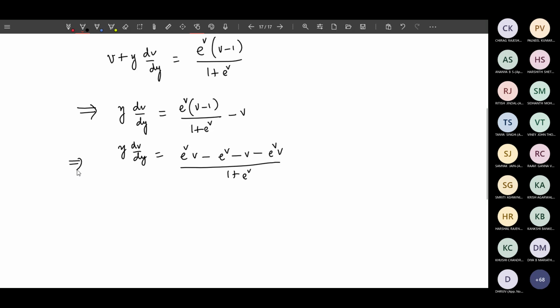So this means y dv by dy equal to, just simplifying, the v e power v terms cancelled, minus we take outside, e power v plus v, upon 1 plus e power v.